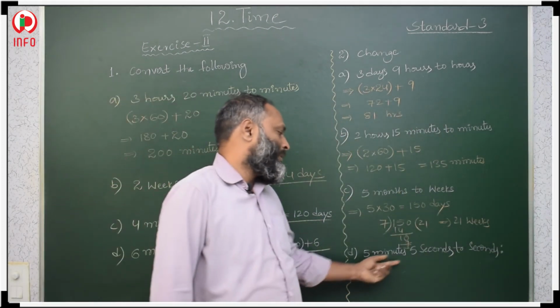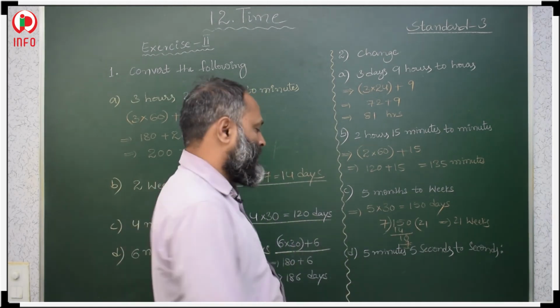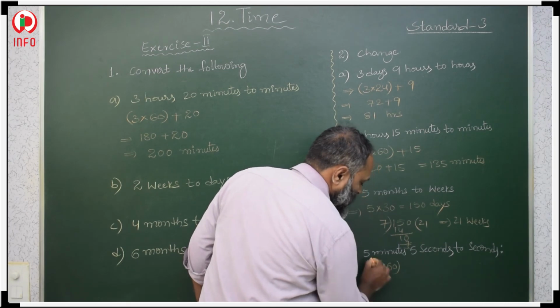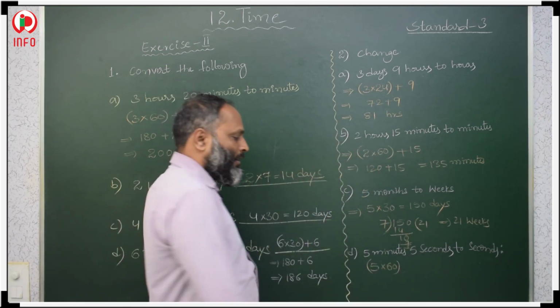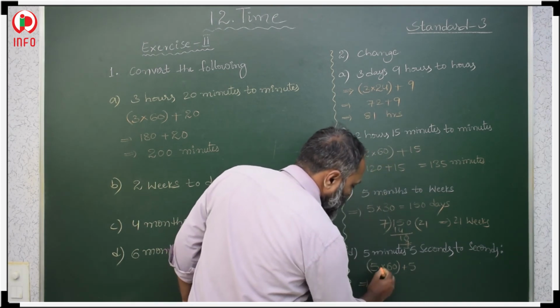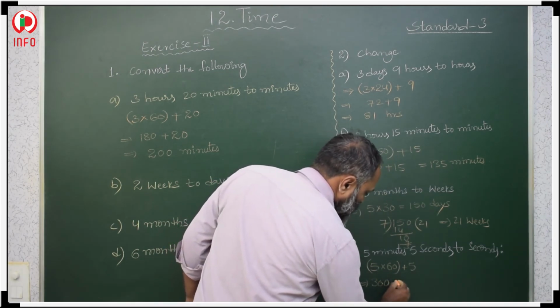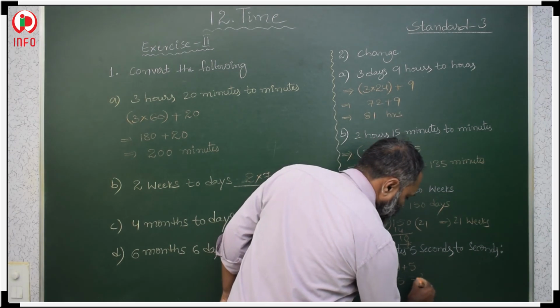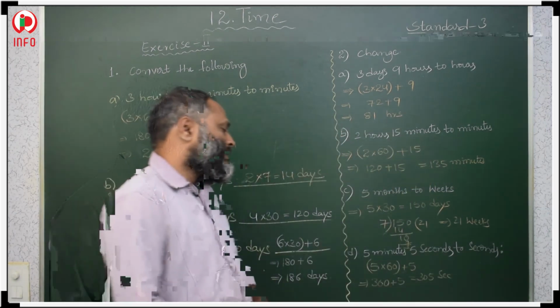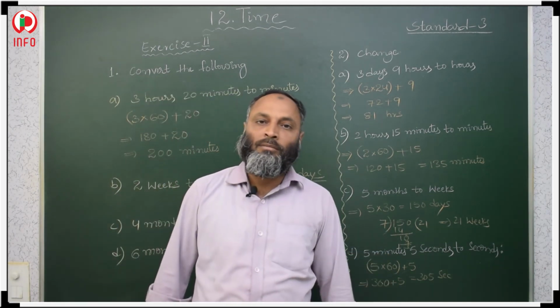Now 5 minutes 5 seconds into seconds. 5 minutes is equal to how many seconds? 5 into 60, because 1 minute is equal to 60 seconds, and after that 5 seconds we have to add. 5 sixties are 300 plus 5, 305 seconds. 305 seconds make 5 minutes 5 seconds. Okay.